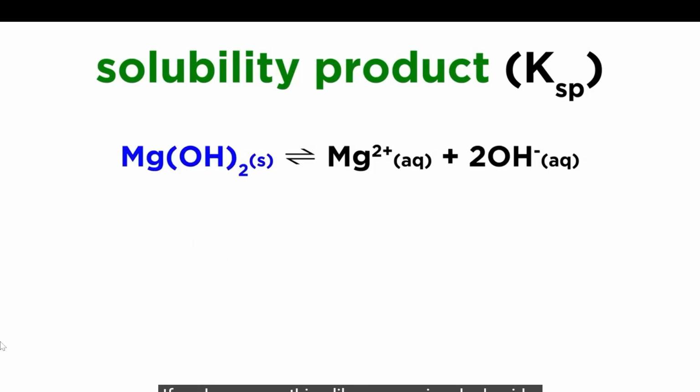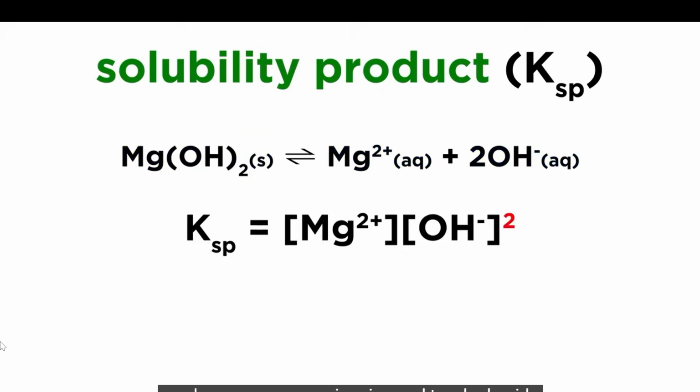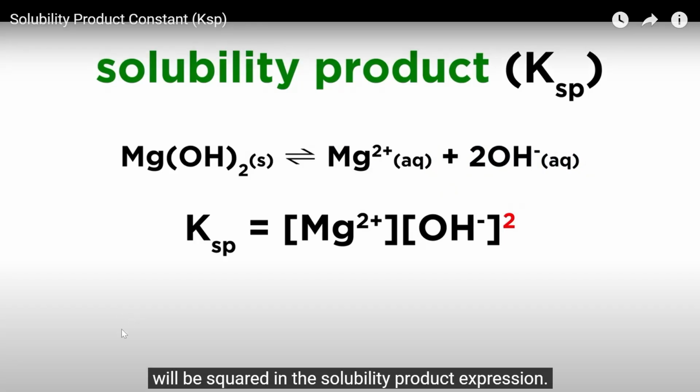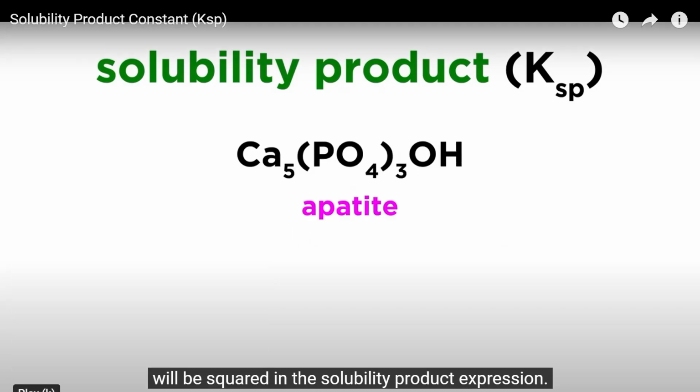If we have something like magnesium hydroxide, it's the same thing, except that dissociation produces one magnesium ion and two hydroxide ions, which means that hydroxide ion concentration will be squared in the solubility product expression. All right. And we're just going to leave it there for now because we're never going to see a compound like that in Chemistry 12.